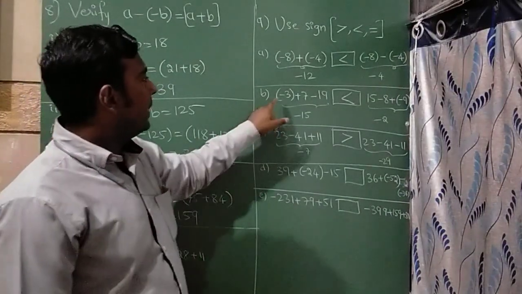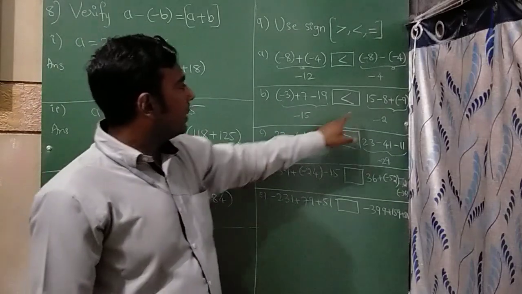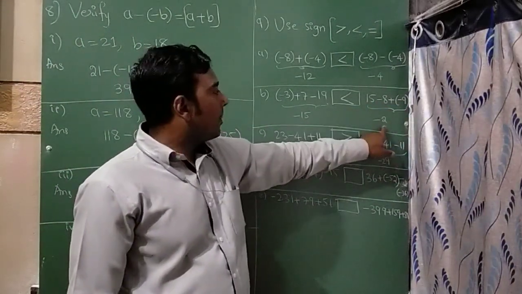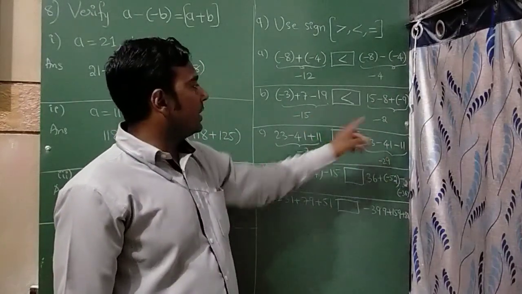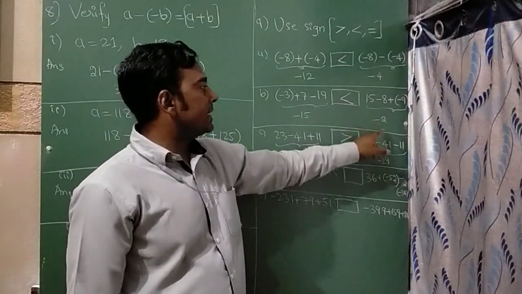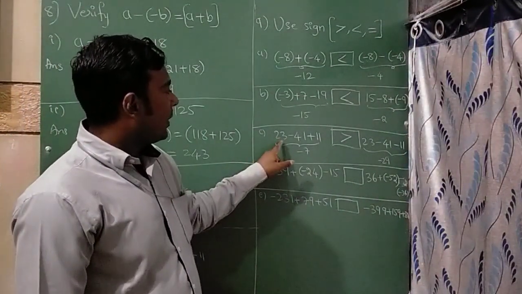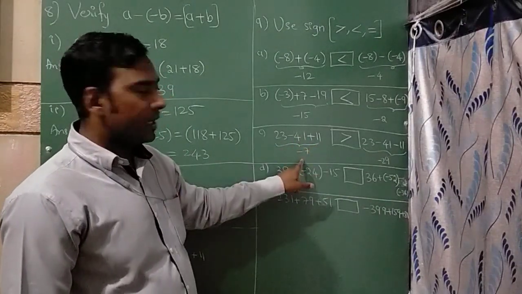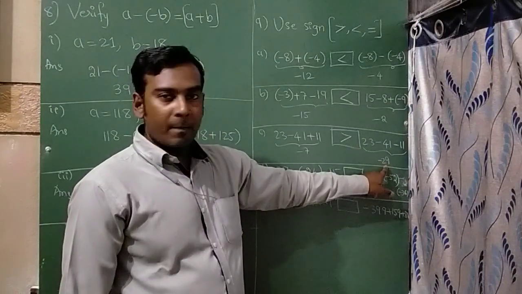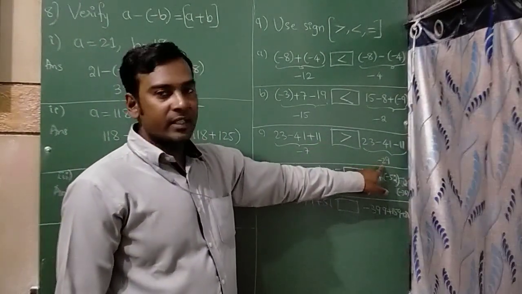Fine. Now B, minus 3 plus 7 minus 19. So you will get minus 15. Minus 15 minus 8 plus into minus of 9 is minus 2. Fine. So which one is bigger here? Minus 2 is bigger. This is less. So minus 15 is less than minus 2. Fine. Now here C, 23 minus 41 plus 11, you will get minus 7. Here 23 minus 41 minus 11, you will get a minus 29. So minus 7 is greater than minus 29.